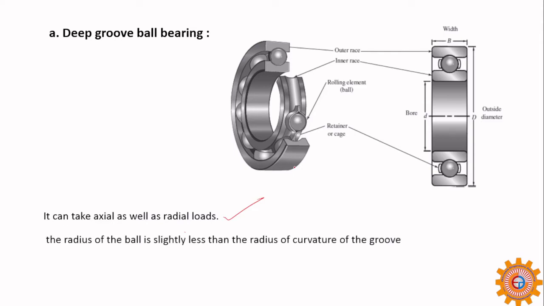The radius of the ball is slightly less than the radius of curvature of the groove, that is why we provided the groove, and this provides a point contact. And if you clearly observe, this is the point contact. Okay, so that's all about the deep groove ball bearing.